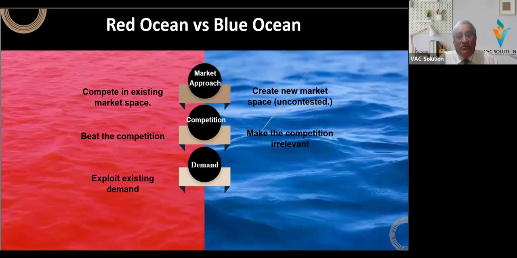Whereas in the case of Blue Ocean, you create and capture a new demand outside this 1,000 crores. And there you can grow up to any level you want. There is no limitation to how much you can grow there.